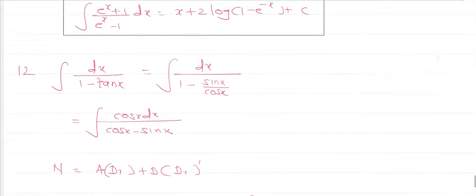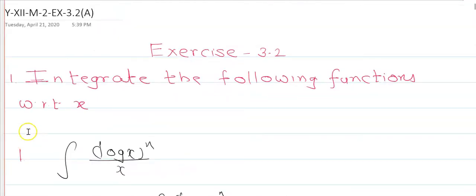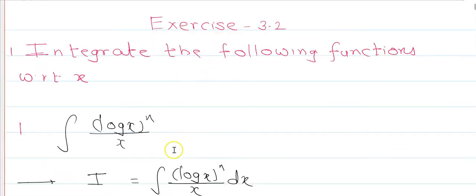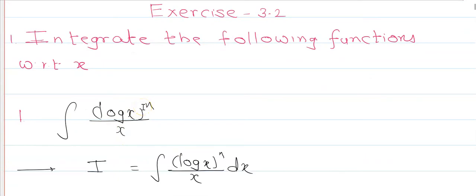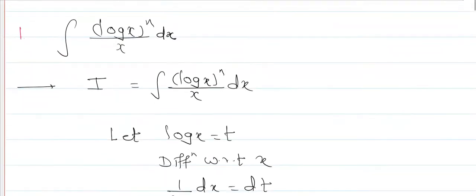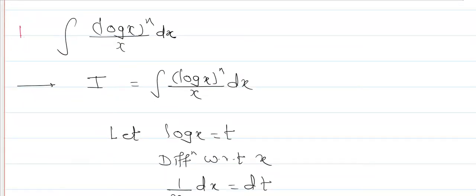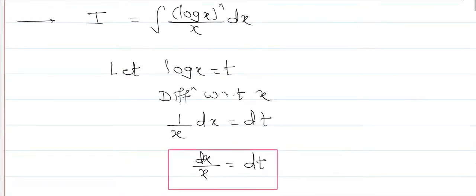This is the answer. Now the next is: integrate the following functions with respect to x, that is exercise 3.2. The first example is (log of x) raised to n upon x. Now here the function is present, and its derivative is also. I equals the integral of (log of x) raised to n upon x dx. Therefore our substitution is log of x equals t. Now differentiate this with respect to x. The derivative of log of x is 1 upon x, so (1 upon x) dx equals dt.